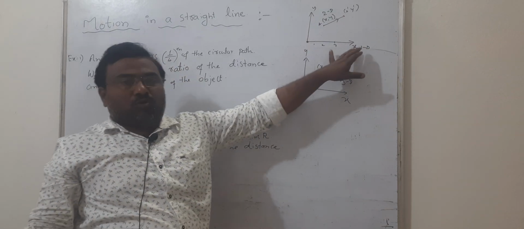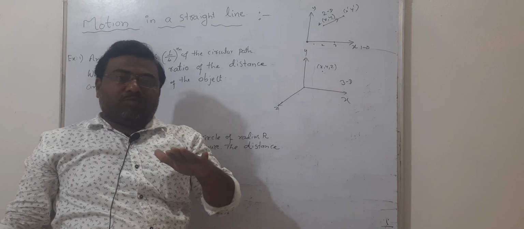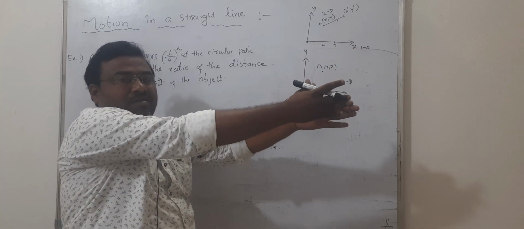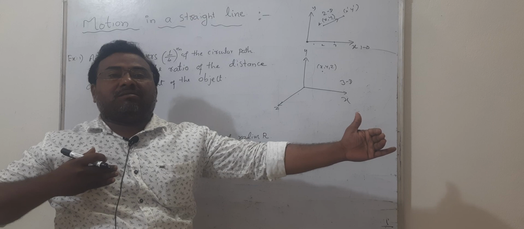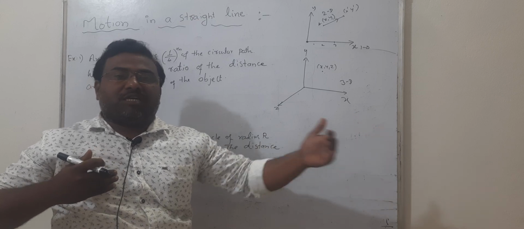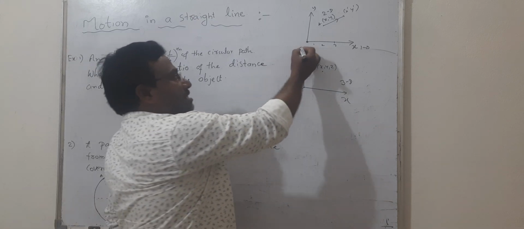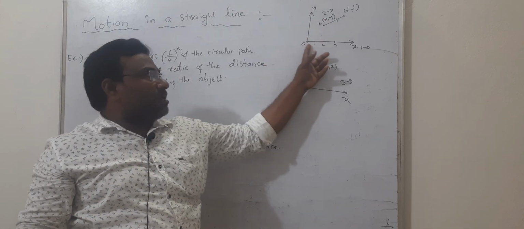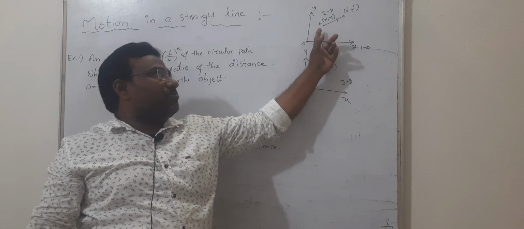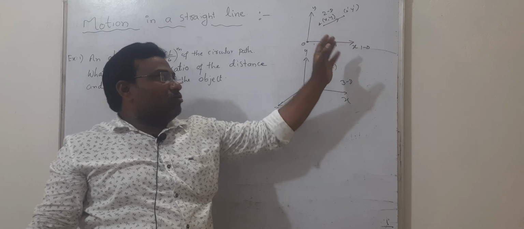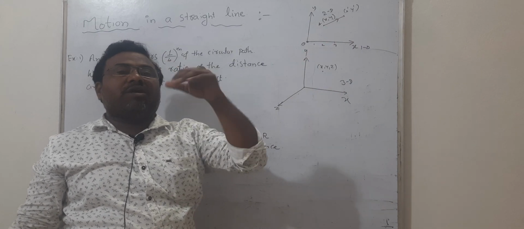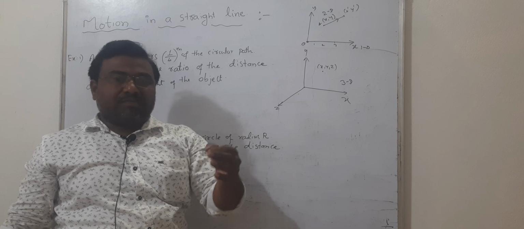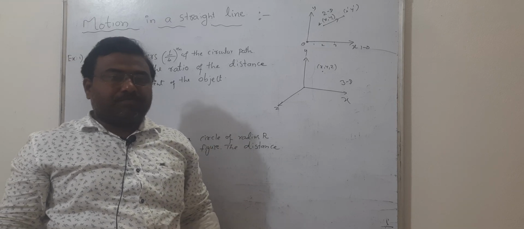So in 1 dimension, only one coordinate will change during the motion of the body. That is, if a body is moving along a straight line, only the x coordinate will change. If it starts from the origin, we take this as the origin of the frame of reference, and a body may either move along the y-axis or along the x-axis, not in between in the xy plane. So during the motion of the body, only one coordinate will change. So that is motion in 1 dimension.